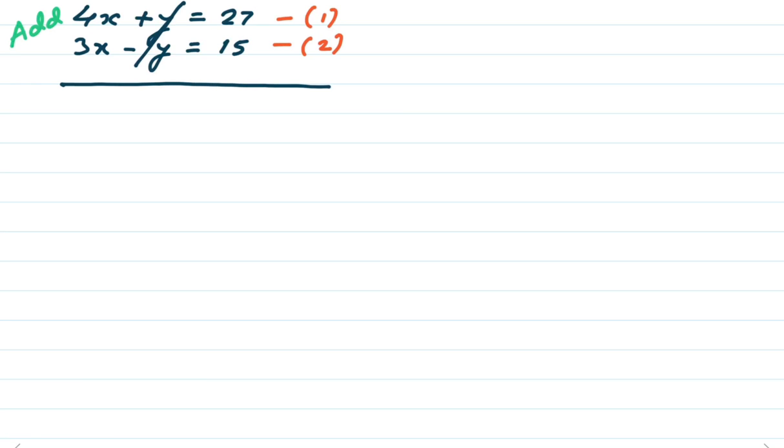I get 7x is equal to 42, so it is 7x over 7, 42 over 7, and you get x is equal to 6.